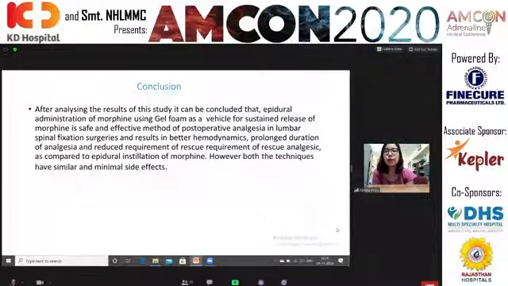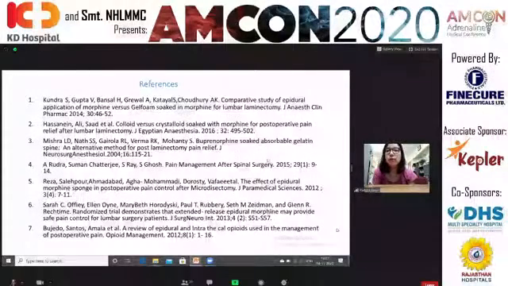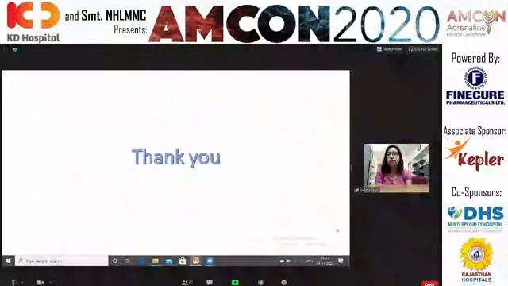After analyzing the results of the study, it can be concluded that epidural administration of morphine using Gelform as a vehicle for sustained release of morphine is a safe and effective method for post-op analgesia in lumbar spinal fixation surgery, and results in better hemodynamics, prolonged duration of analgesia, and reduced requirement of rescue analgesic as compared to epidural instillation of morphine. However, both techniques have similar and minimal side effects. My next slide is the references. Thank you.